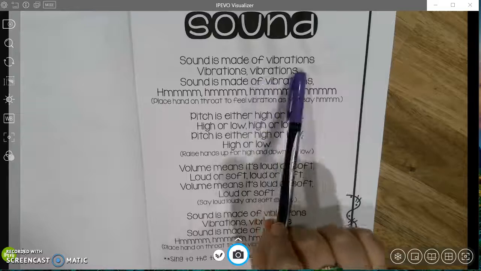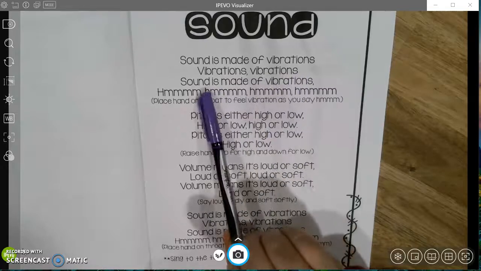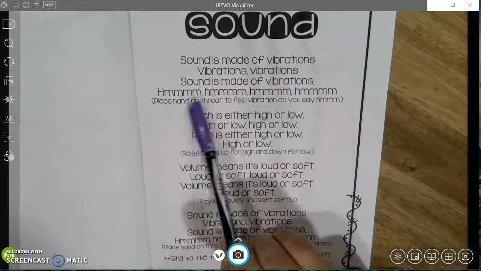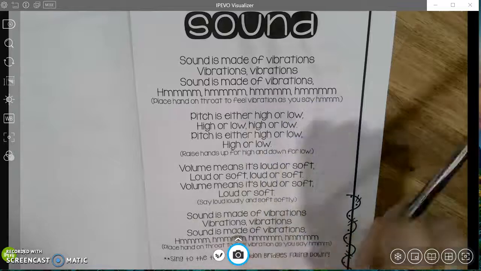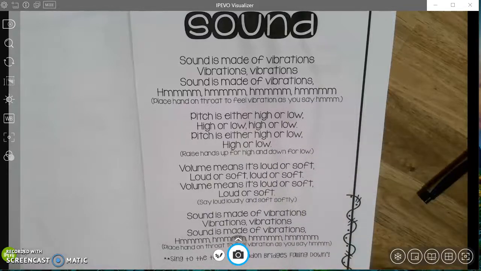Sound is made of vibrations, vibrations, vibrations. Sound is made of vibrations. And you can place your hand on your throat.